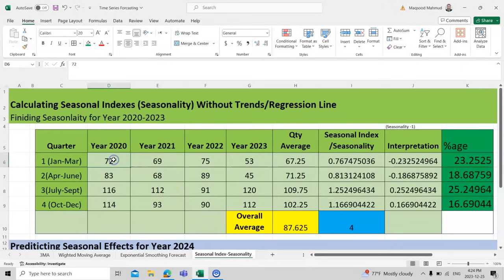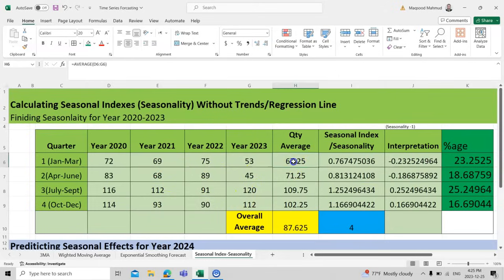You see the demand for ice cream from January to March was 72, from April to June it was 83, and for July to September the weather was hot, so it was 116, and from October to December it decreased. Similarly, you can see the trends in 2021, and how it is changing in 2022 and 2023.